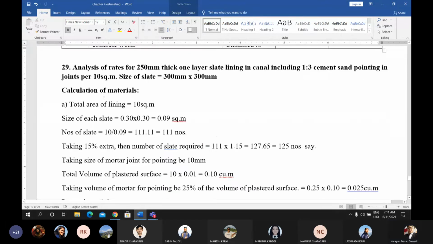Now, analysis of rates for 250 mm thick one layer slate lining in canal, including 1:3 cement and pointing in joints, per 10 square meter. Size of slate is 300 mm by 300 mm. This is another rate analysis calculation of material. Total area of the lining is 10 square meter, given here. Size of each slate is 0.3 by 0.3, so 0.09 square meter is the area of one slate.